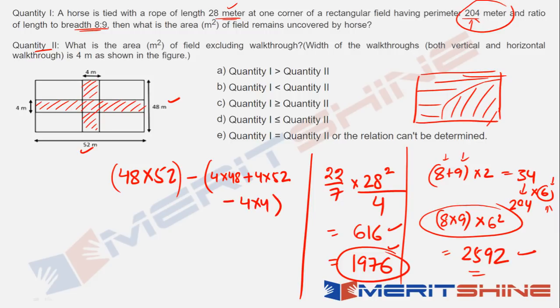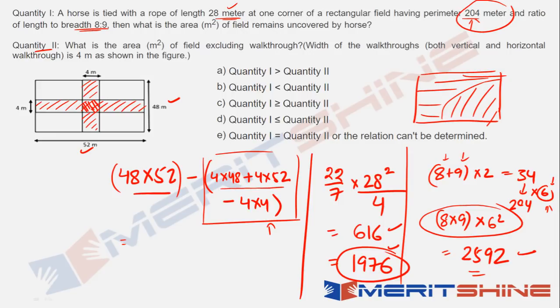Why have you done that? Because this middle portion would be counted twice here. So you subtract this. This part here gives you the area of the pathways. You subtract it. This is simple. This part is nothing but 4 into 100 only basically, minus 16, so this part here would be 384. So this is 48 into 52 minus 384.